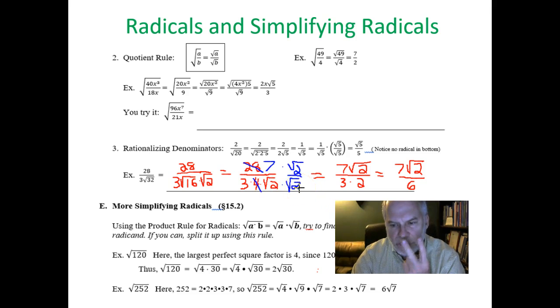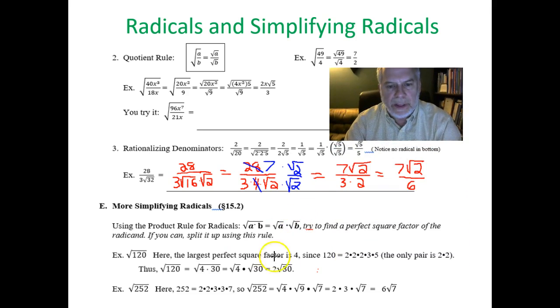Well, it's just 2. So on the bottom, I end up with 3 times 2. On the top, I have 7 times the square root of 2. And so the answer is 7 square root of 2 over 6. All right? So that's as simplified as I can get. Notice I don't have a radical on the bottom.